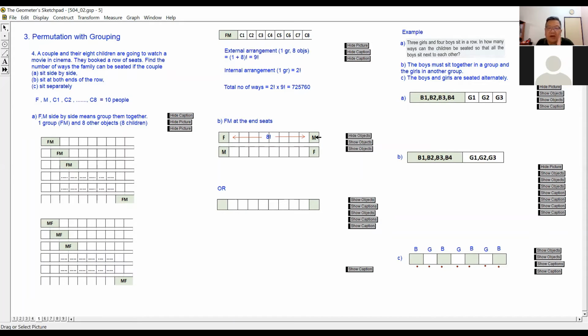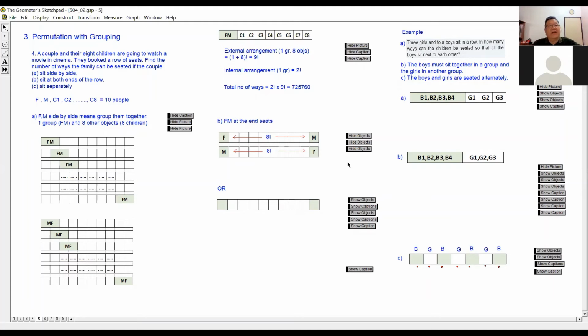But this is not the only way. It can be mother sitting on the left hand side and father on the other end, the right hand side. Then at the center, all the 8 children are seated. That is 8 factorial. So this is what they want for part B.